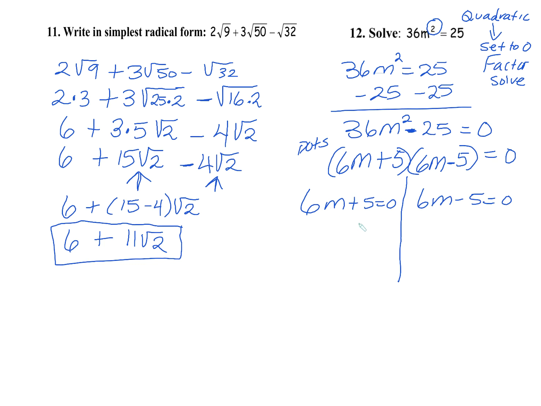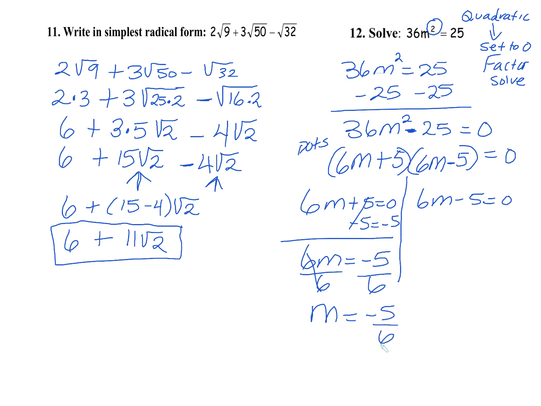Now to solve this, I would subtract 5 on both sides. I get 6m equals negative 5. Solving for m, divide both sides by 6. So m equals negative 5 over 6. Now, if you know that you did this side correctly, your answer for the opposite side would be a positive 5 over 6. And this is your answer.